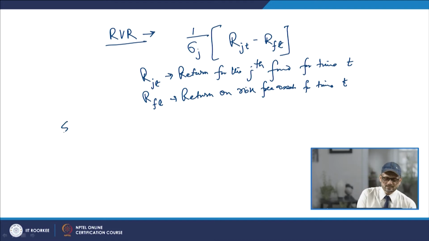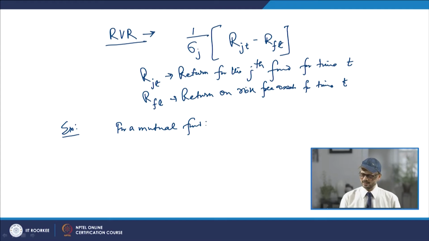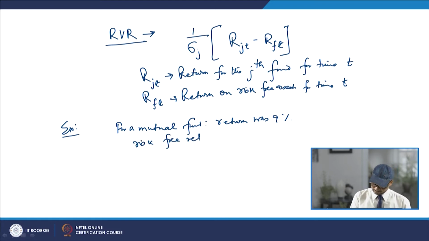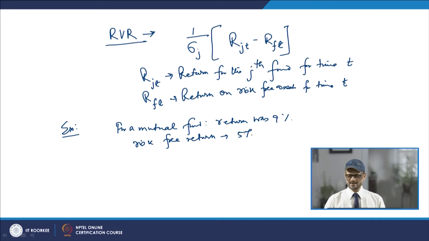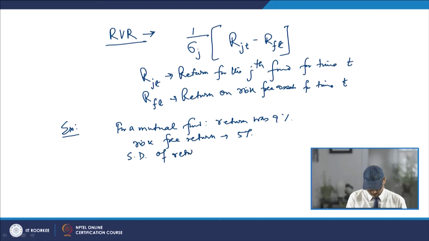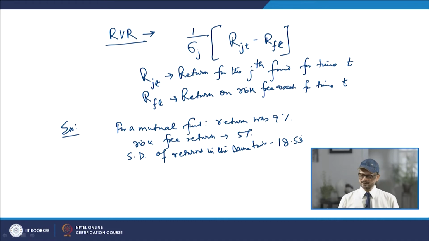You can understand that by referring to a certain example. Suppose you have a mutual fund which is giving you a return of 9%. Then also you are given that the risk free return is 5%, and the standard deviation of returns during that time is given as, suppose, 18.53.